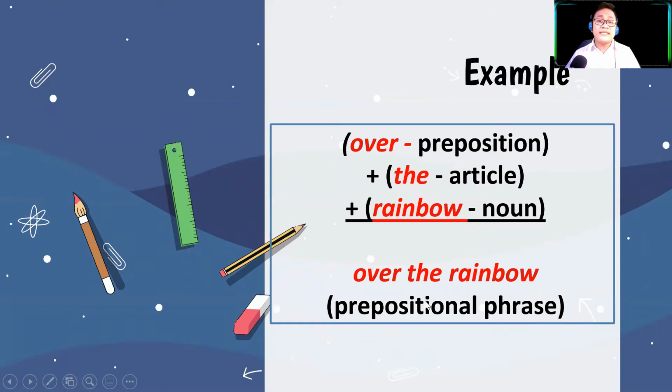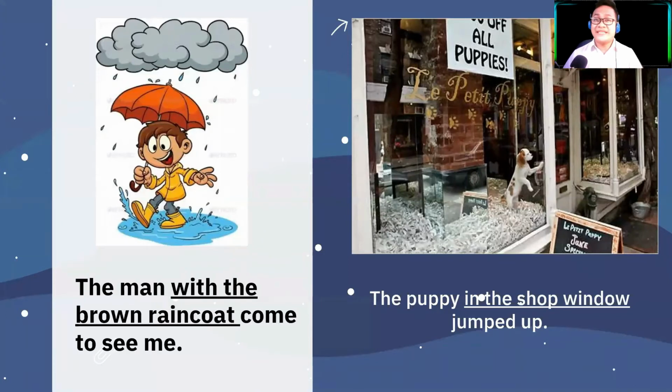Meaning to say, this phrase is more than one word, di ba? Kapag phrase, it's more than one word. So, over the rainbow, 3 words sila. So, ibig sabihin, it's a phrase. And what kind of phrase? A prepositional phrase because it starts with a preposition, over. Let's continue. Here are the other examples.